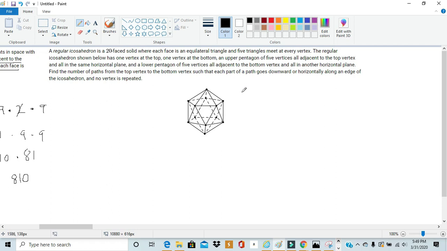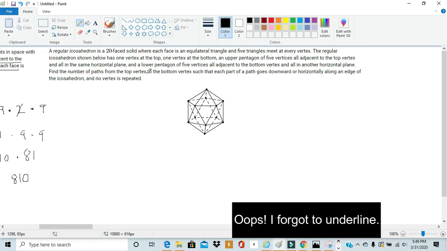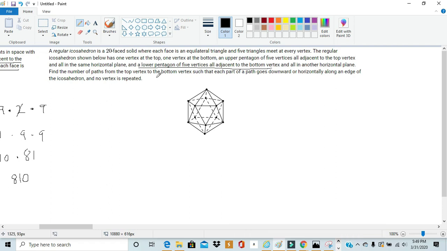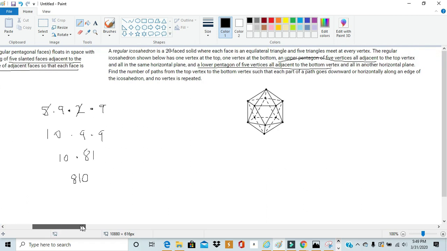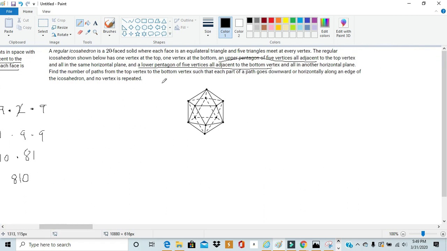And the rules of the problems are exactly the same too. Just gonna underline the key parts. The rules of the problem are the same. In this problem, it told us that we cannot move from the bottom ring to the top ring, and each face can only be visited once. In this problem, we can only visit each vertex once, and our path can only go downward or horizontally along the edge of the icosahedron. So, in both cases, they only want us going down and not repeating paths.